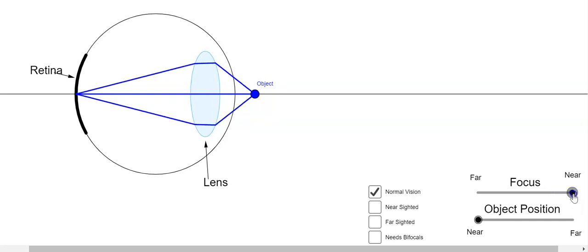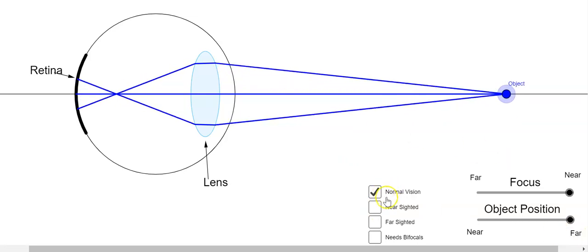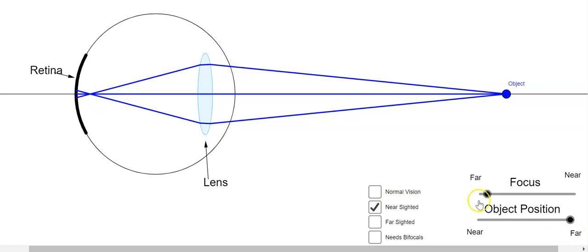So what happens if you were like me and you're nearsighted? Nearsighted means I can't see things that are far away. So I'm going to click and show you that I'm nearsighted. Something is far away, and I'm asking my eye to focus, to say, hey, I want to see that thing that's far away. Please make the right shape.